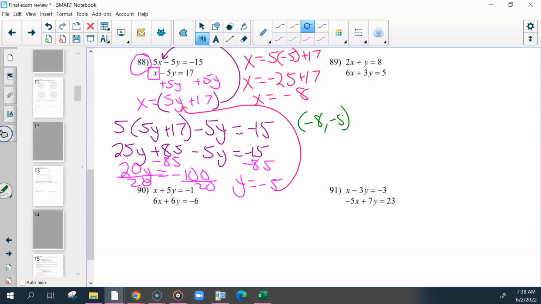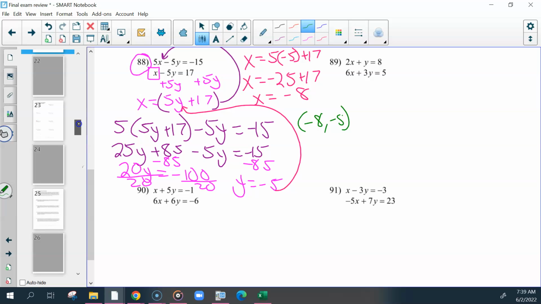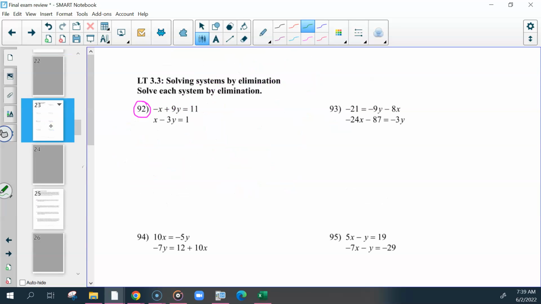Do we have any questions on that one? Are there any others on this page we want to see? On to the next page.